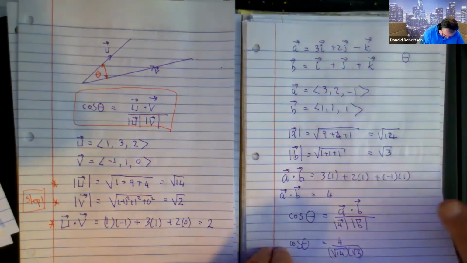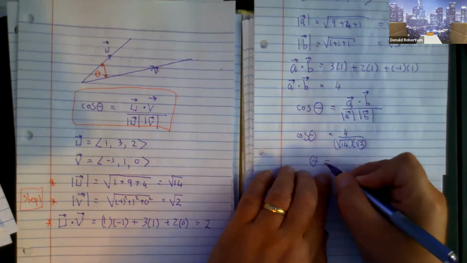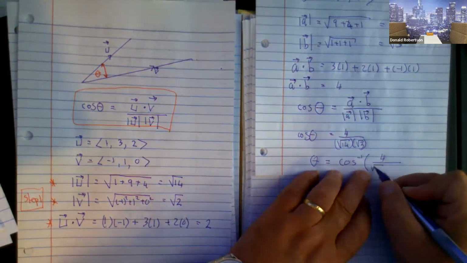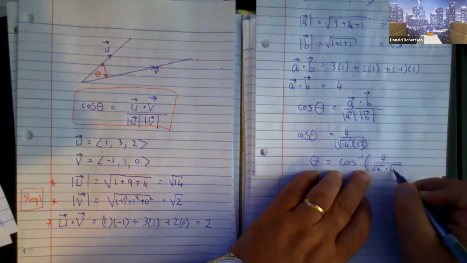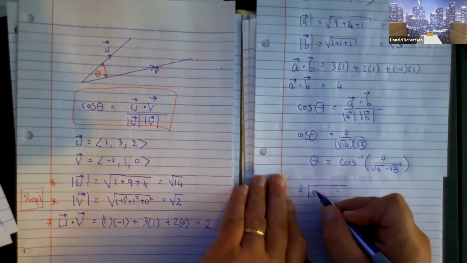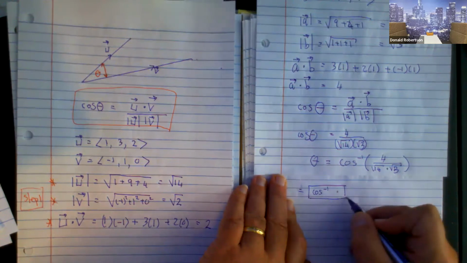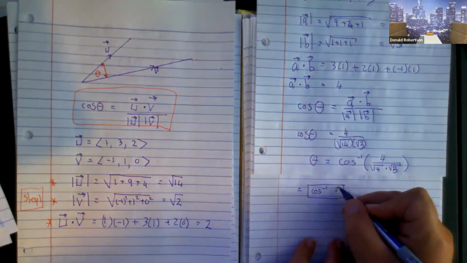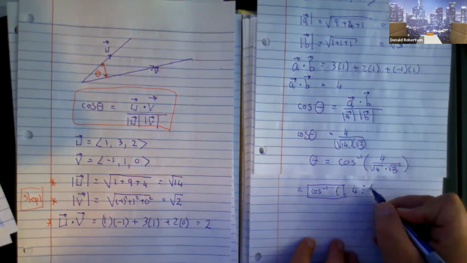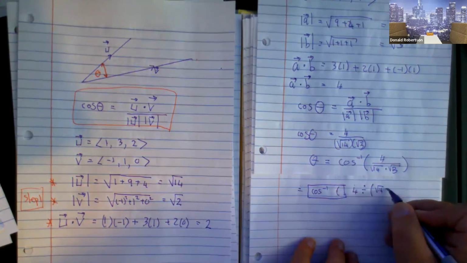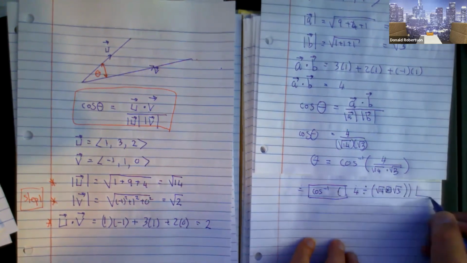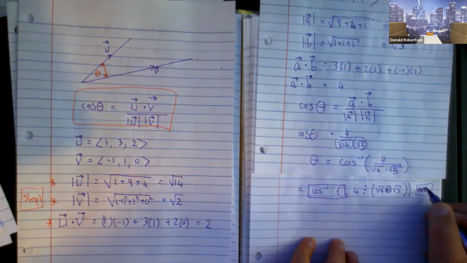And basically, we're on to calculator. The angle will be the inverse cosine of that guy. And on your calculator, can't emphasize this enough because it's so easy to screw it up. Inverse cosine button, the bracket that you tend to get for free, 4 divided by a bracket, square root of 14 times square root of 3, close bracket, and finish by pressing enter.